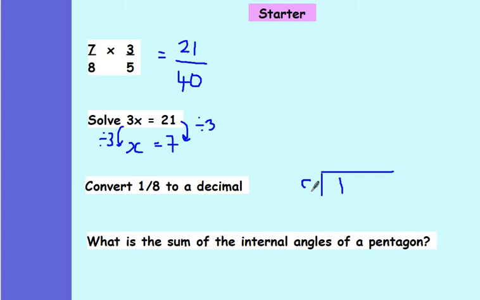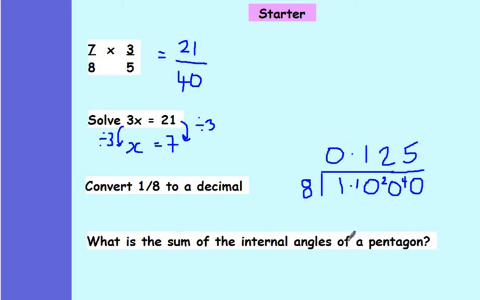And finally, converting 1/8 to a decimal, I'm doing 1 divided by 8. I need to use bus stop because I can't directly convert 8 to 100. 8 into 1 goes 0, remainder 1. 8 into 10 is 1, remainder 2. 8 into 20 is 2, remainder 4. And how many 8s are there in 40, Breeze? 5, lovely. So we're looking at 0.125.